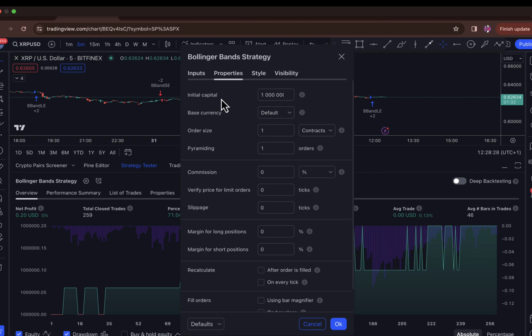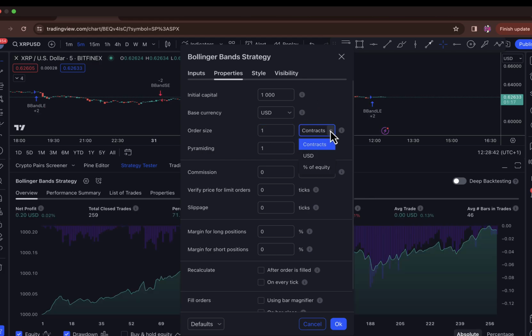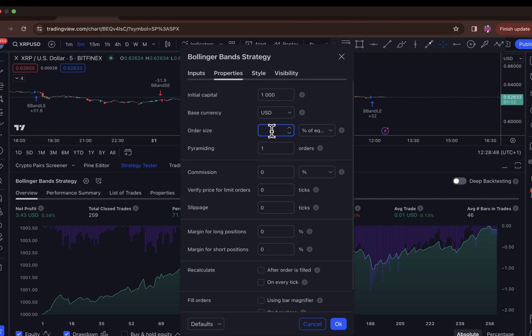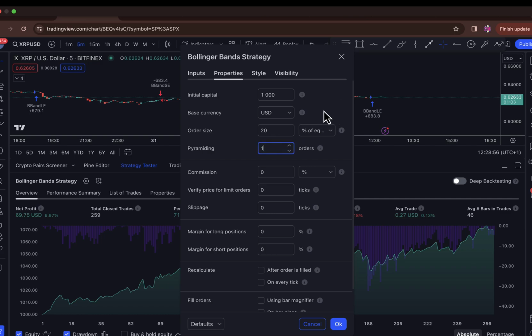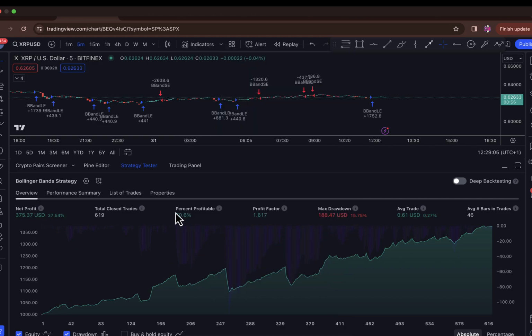First of all, let me go to the initial capital. I want to make it just a 1K. Just 1K. Base currency, US dollar. Order size. This should be percentage. So I want to use 20% of our equity. So 20% of our total equity. That's what I want to use. So pyramiding, I always put it on 5. So this section is done. We are still on 70% profitability. No problem.